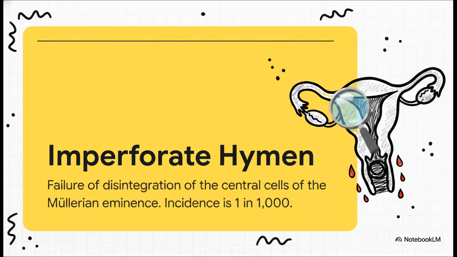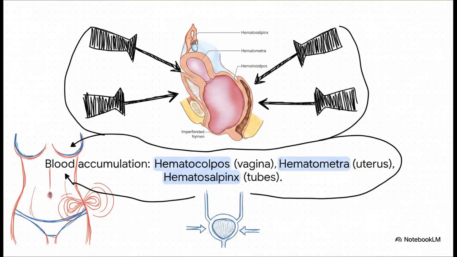It happens in about 1 in 1,000 girls, so you're very likely to see it on an exam. Remember, she has a normal uterus, normal ovaries. She's making menstrual blood. It just has absolutely nowhere to go. And this is the result. This diagram shows it perfectly.